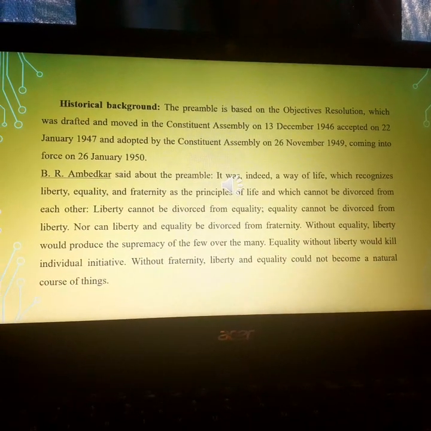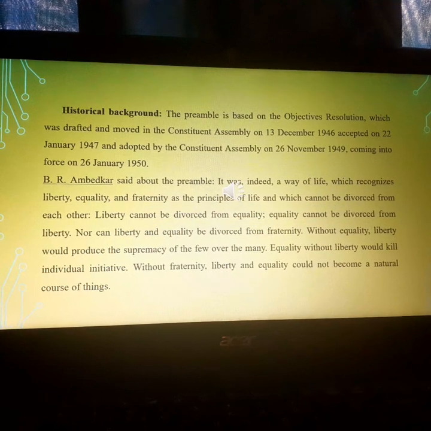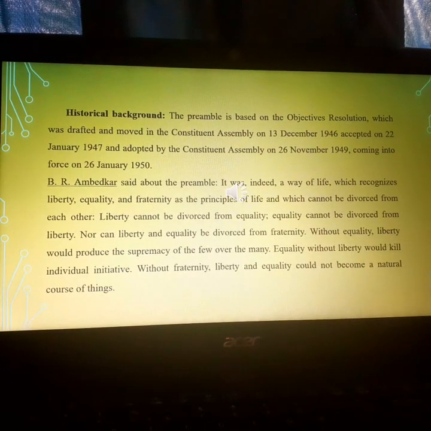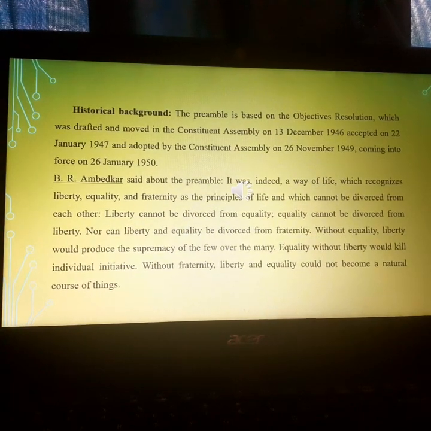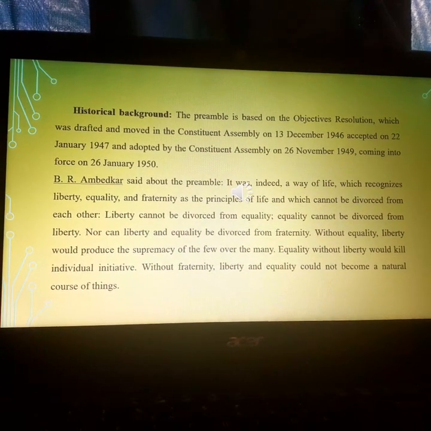Dr. B.R. Ambedkar said that the preamble is a key to open the minds of the makers of the constitution. That means the objective or intention in the minds of the makers can be known by reading the preamble.